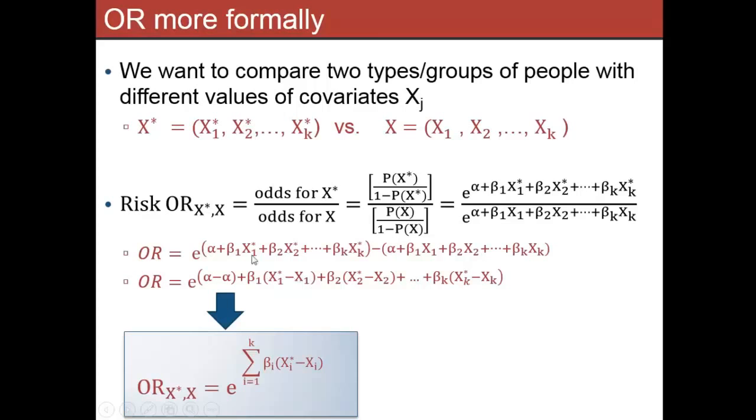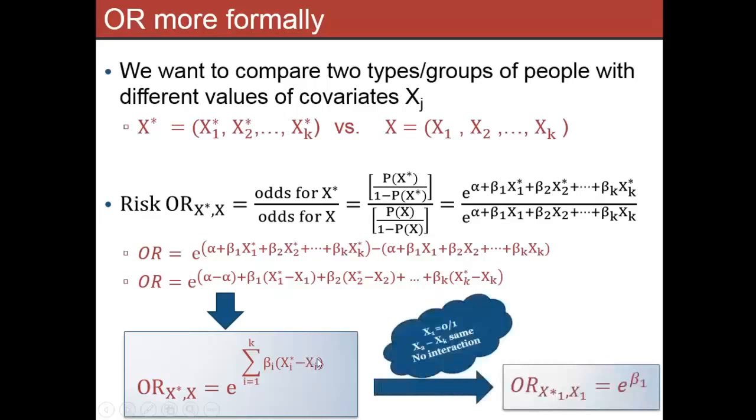Well, how did that happen? I factored out the beta 1 that was multiplying X1 star and X1. So you keep doing this, and you can factor out every single pair with the same X1 and X1 star and beta 1 and so forth. You can do this all the way for all your coefficients. And then you can write this even more generally as this formula: e to the sum of each beta times the difference in the covariate values associated with that beta.